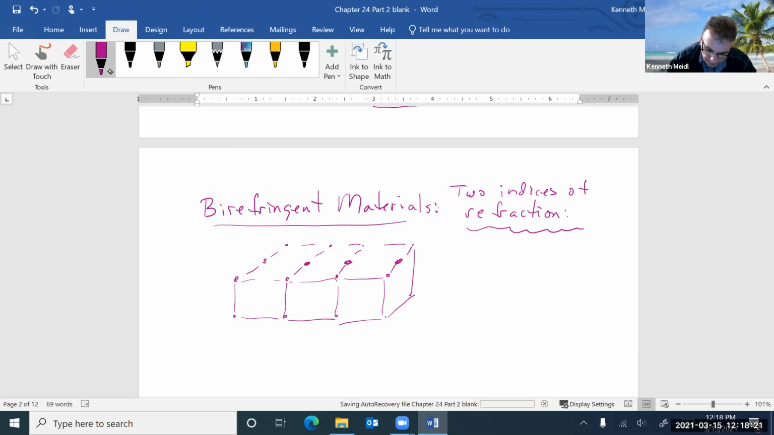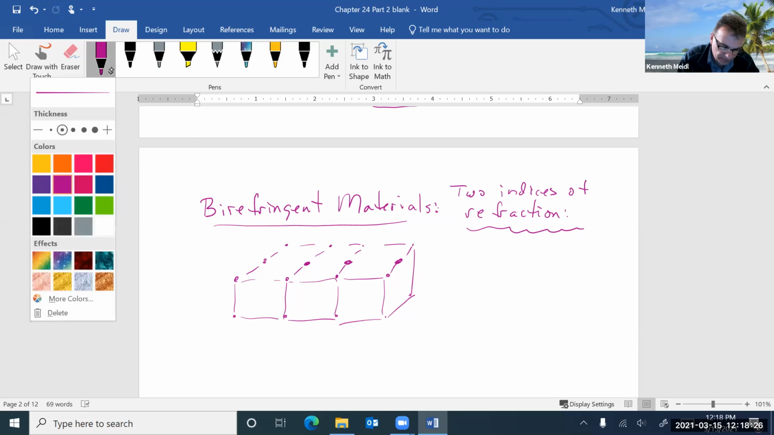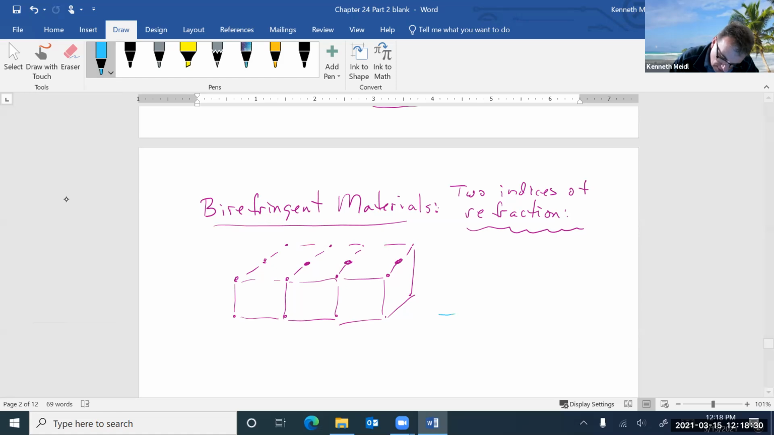And now, a light beam that hits this crystal, if it's traveling this way, right, it's got a molecule to deal with, a molecule to deal with, a molecule to deal with, and a molecule to deal with, right? So there's sort of an alignment of molecules that are in its way. Now, if the light comes this way, right, it's got this molecule and that molecule to deal with, and there's not as many. So in other words, the crystal is not symmetric, right?